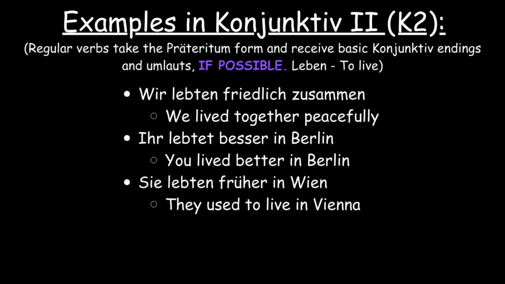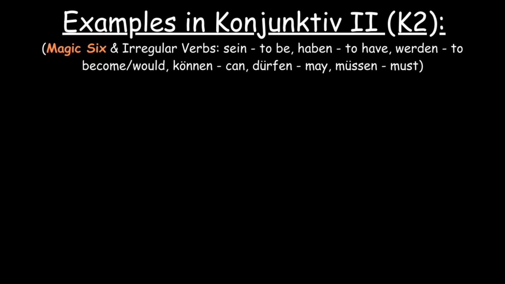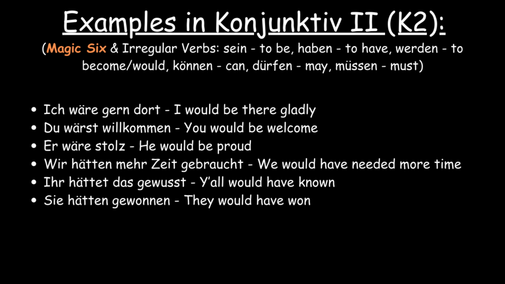Now, let's have some examples with the magic 6 and irregular verbs like sein, haben, werden, können, dürfen, and müssen. Ich wäre gern dort. Du wärst willkommen. Er wäre stolz. Wir hätten mehr Zeit gebraucht. Ihr hättet das gewusst. Sie hätten gewonnen.